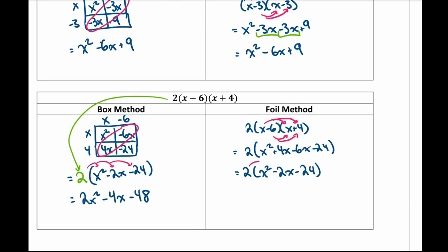Now we see that we're at a similar step to the last example. Sorry, I'll underline the like terms that I added together. And now 2x squared minus 4x minus 48. So again, it doesn't matter which way you choose to do it. Whatever way you choose is fine as long as you show enough work and you get to the same answer in the end.